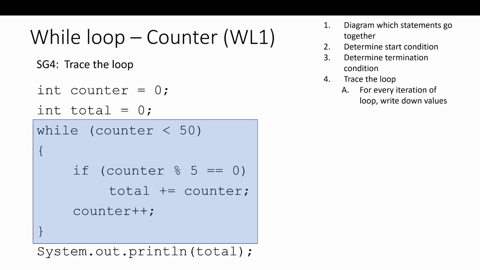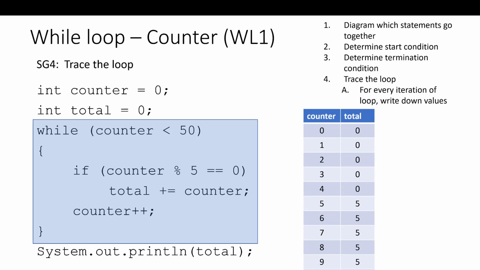Now, sub-goal 4, we want to trace the loop. In this case, we want to trace the values for counter and total. So we make a list of what the values of counter will be. We can see that it starts at 0, and in the last statement of the loop, it is incremented by 1. So in this case, you can see that counter is counting up from 0 to 9.